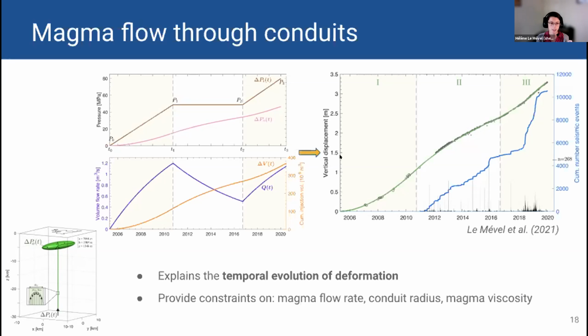So on the right is the uplift time series. That's the model result after adjusting the model parameters. And on the left, we see the adjusted conduit inlet pressure history and reservoir overpressure. And here at the bottom, the corresponding flow rate and total volume change. So this model provides a physical explanation for the changes in deformation rates that we observe on the time series, but it also provides interesting constraints on some parameters, that are the conduit radius and the effective magma viscosity.